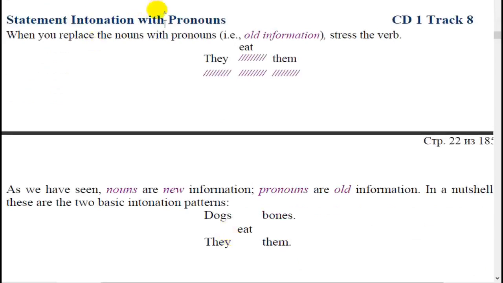Statement intonation with pronouns. When you replace the nouns with pronouns, old information, stress the verb. They eat them. As we have seen, nouns are new information, pronouns are old information. In a nutshell, these are the two basic intonation patterns. Dogs eat bones. They eat them.